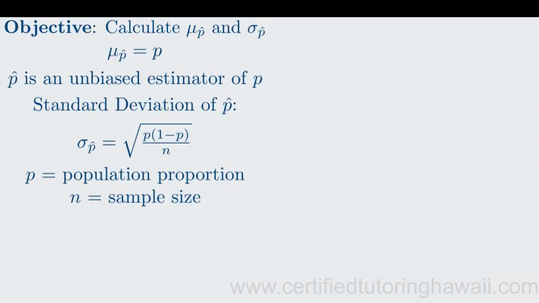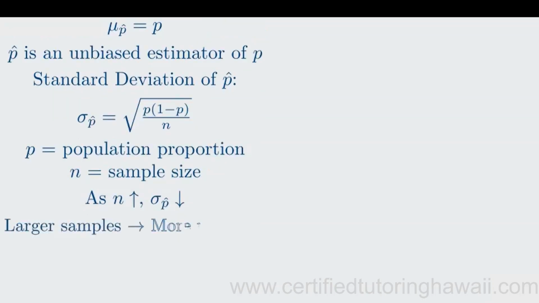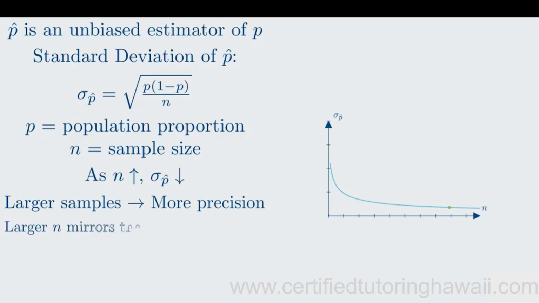Notice that the sample size N is in the denominator. This is a crucial observation. As our sample size increases, the standard deviation decreases. In other words, larger samples give us more precise estimates of the population proportion because there is less sampling variability. Take a moment to think about that. Why would a sample of 1,000 people be more consistent than a sample of 10? It's because the larger group is more likely to mirror the true diversity of the population.